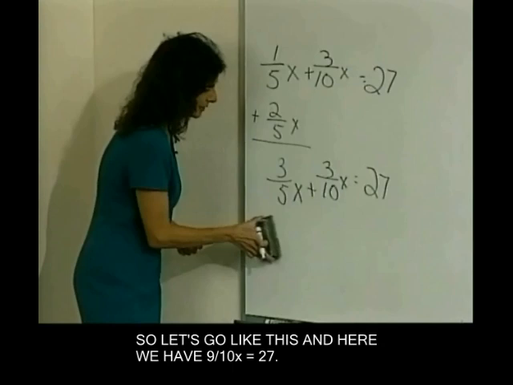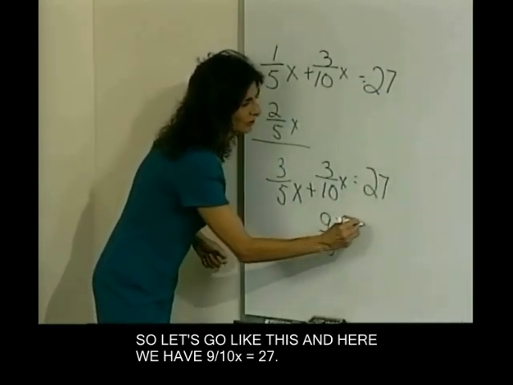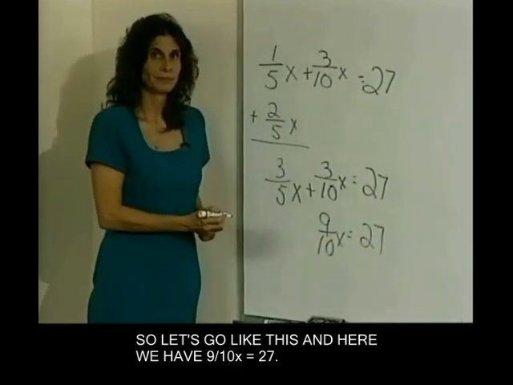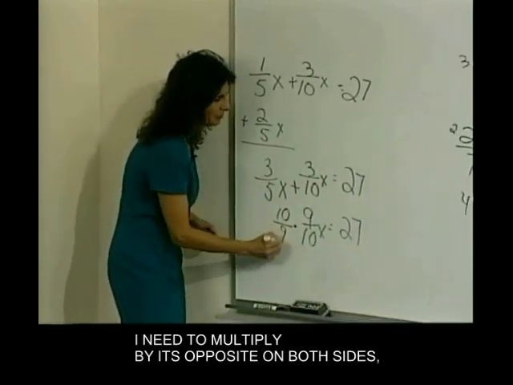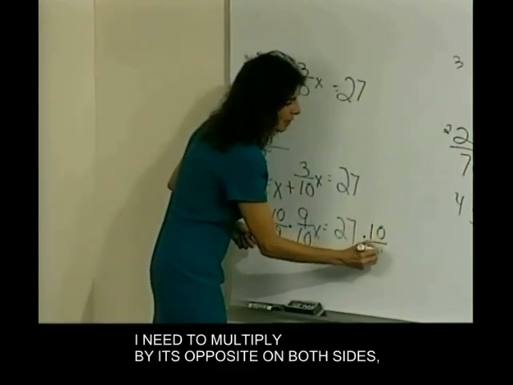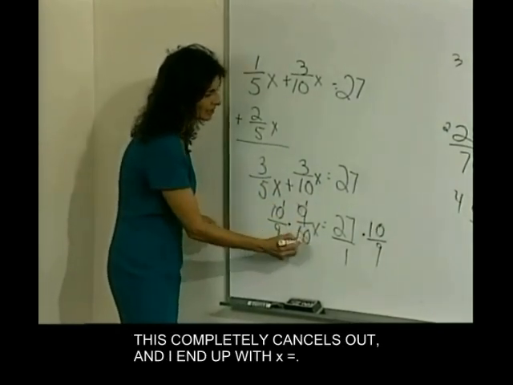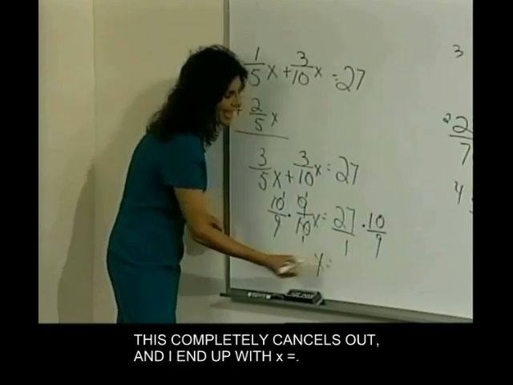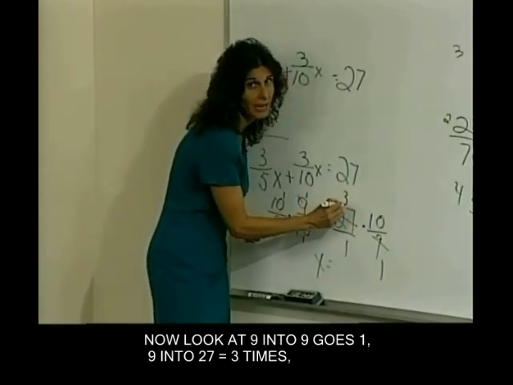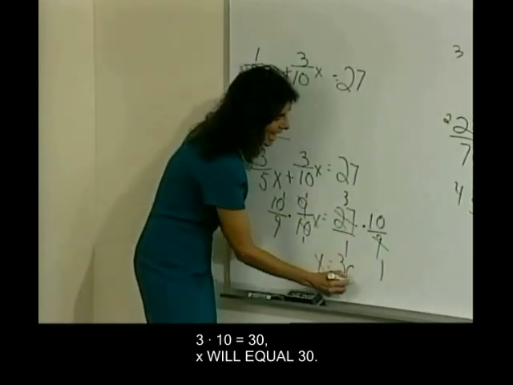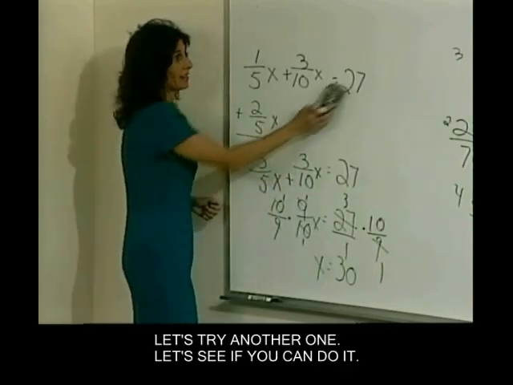So let's go like this. And here we have 9/10 x equals 27. What am I going to do to solve this? I need to multiply by its opposite on both sides. This completely cancels out. And I end up with x equals, now look, 9 into 9 goes once, 9 into 27 is 3 times. 3 times 10 is 30. X will equal 30.